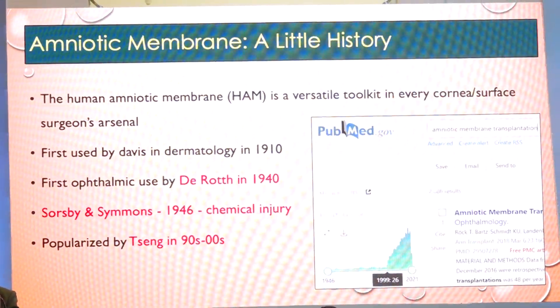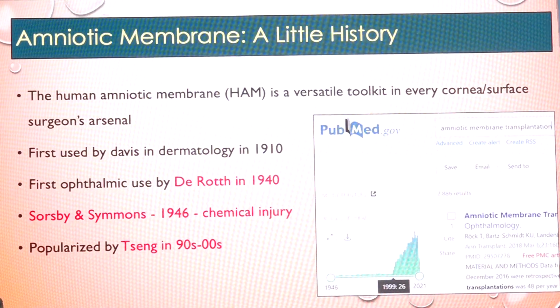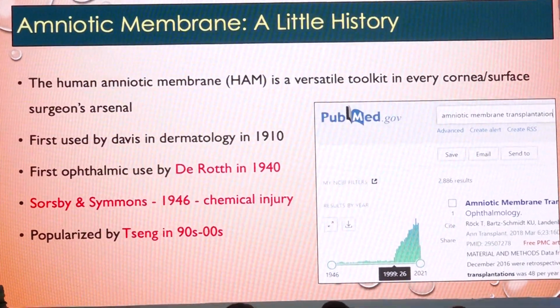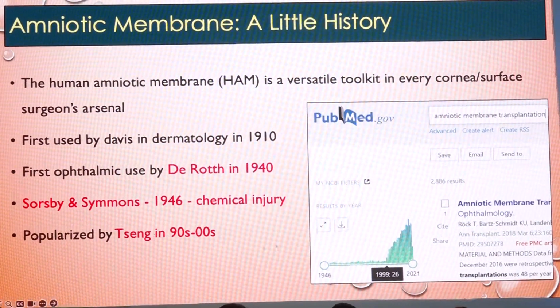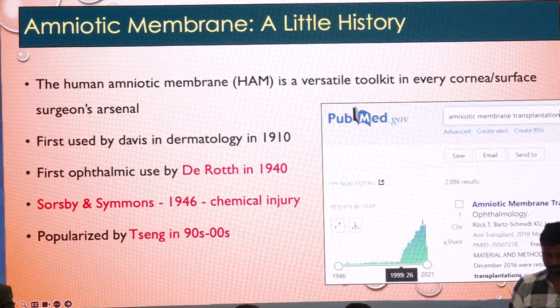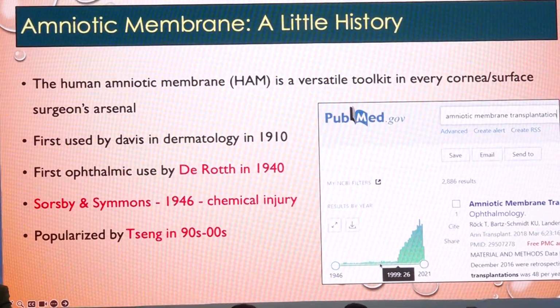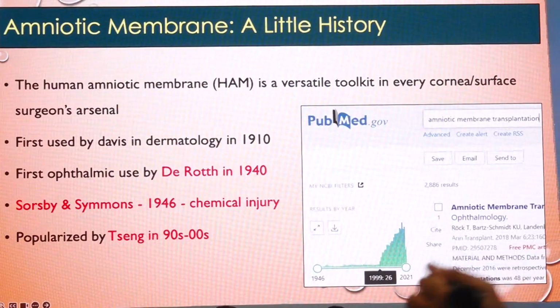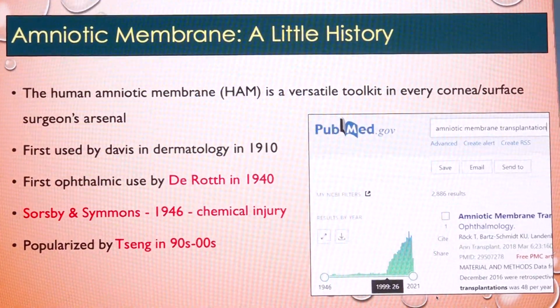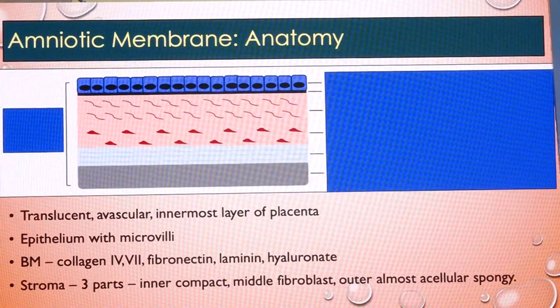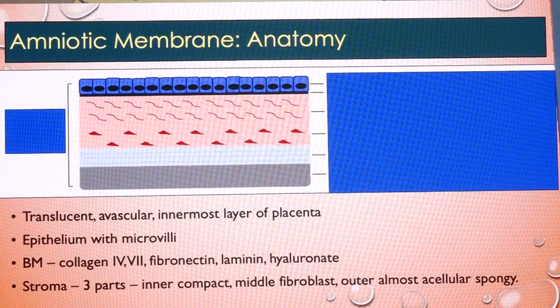He has multiple publications of how amniotic membrane can be used for pretty much every clinical scenario under the sun. And this is just a timeline graph from PubMed. If you look at how the publications have increased, again, it's the late 90s when the amniotic membrane really became popular and people sort of started using it. So how does it all work?